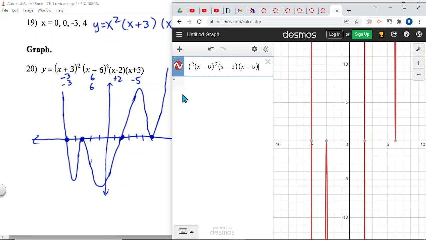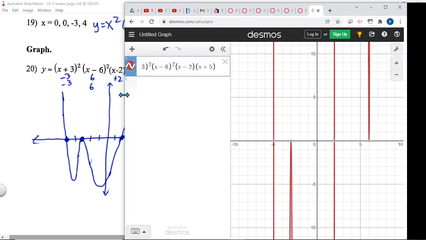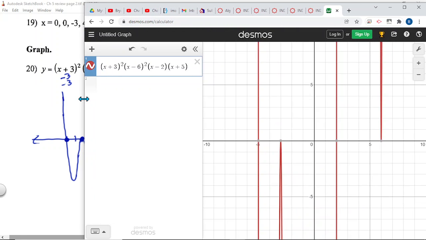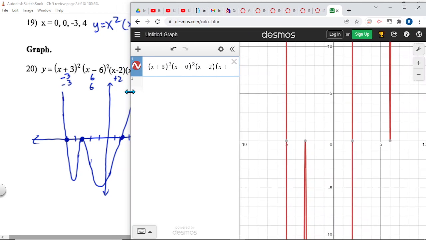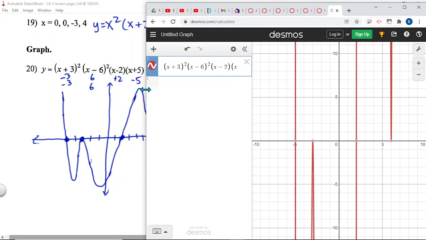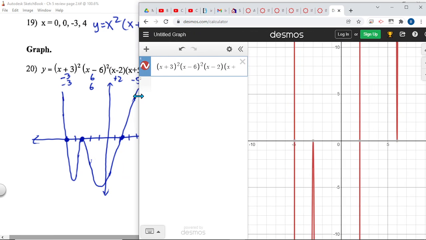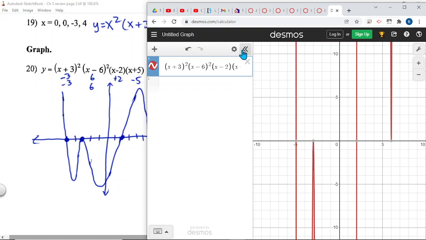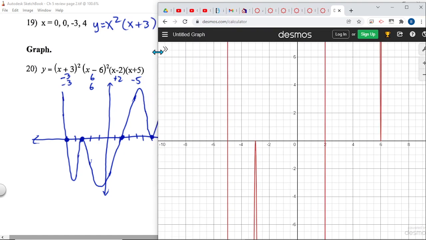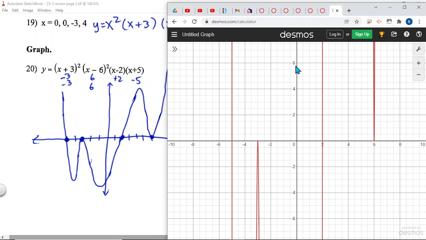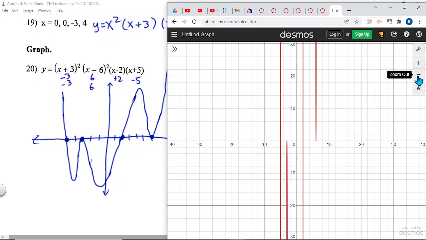So let's make sure we have it written down there right. It's not all fitting. (x+3) squared, and then times (x-6) squared, and then (x-2), and then (x+5). Got to stretch that out so I can see. Looks like it's there. And now I'm going to collapse. Now that I know that's correct, I'm going to make that a little bit bigger. And now we're going to have to zoom out to even have an idea what we've got here.